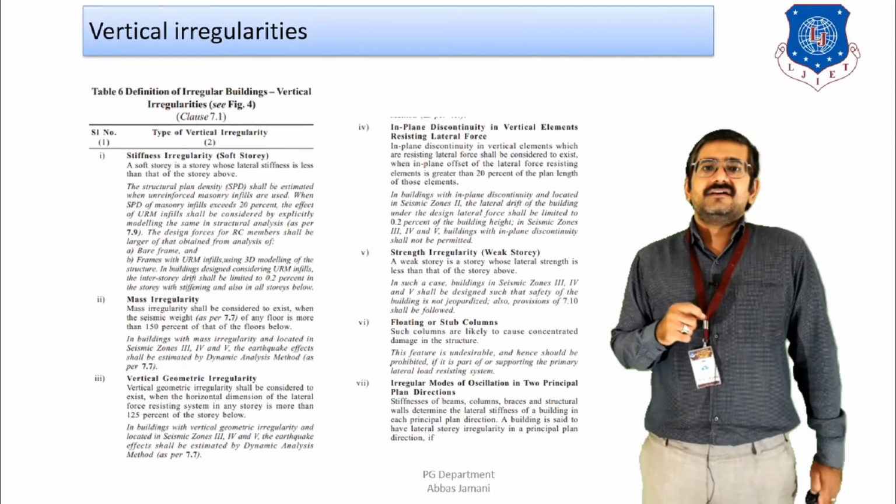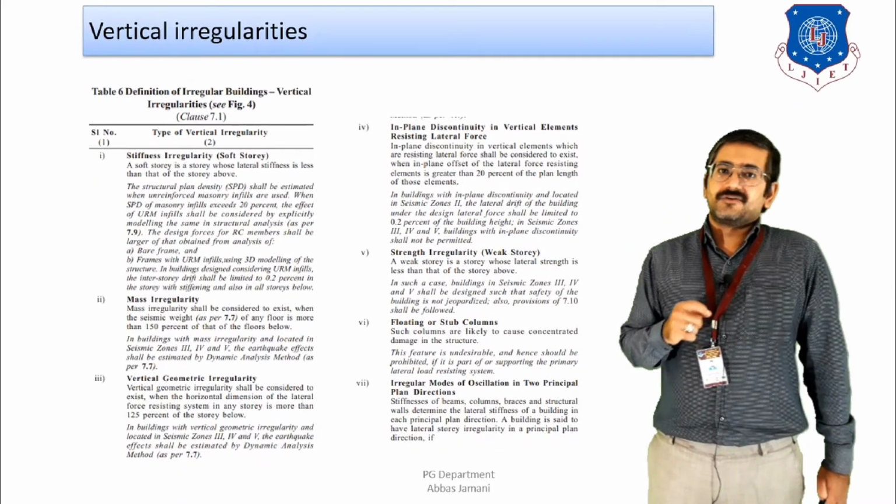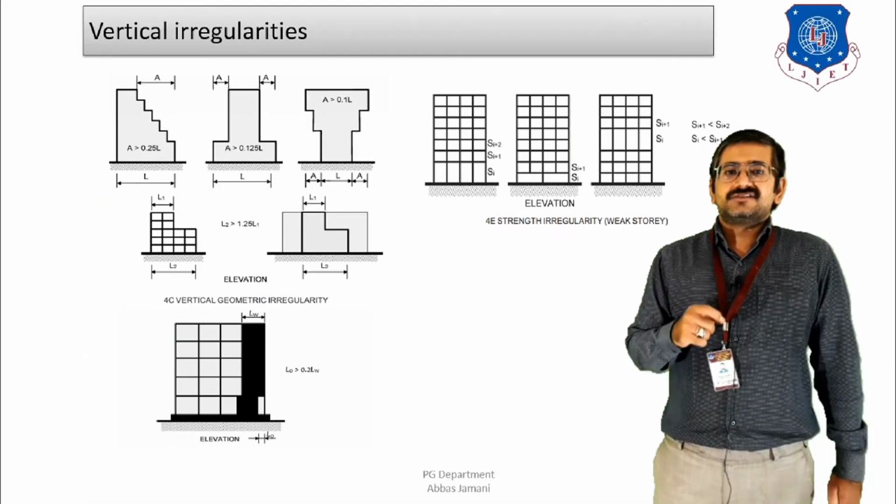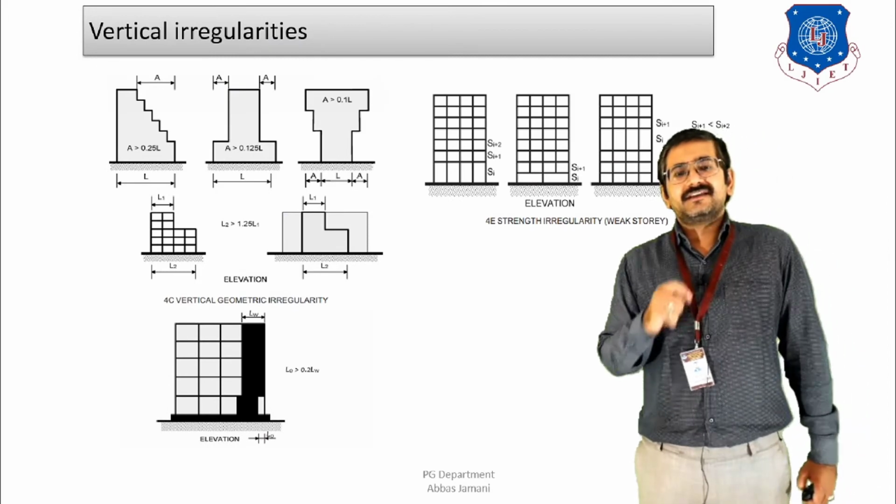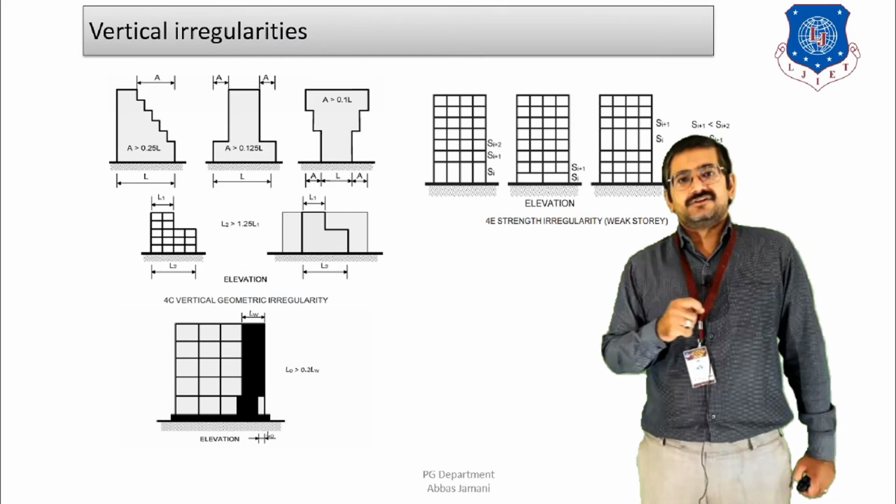And lastly, the two other types of discontinuities that the code is discussing are the presence of floating columns and irregular modes of oscillation in the principal two directions.